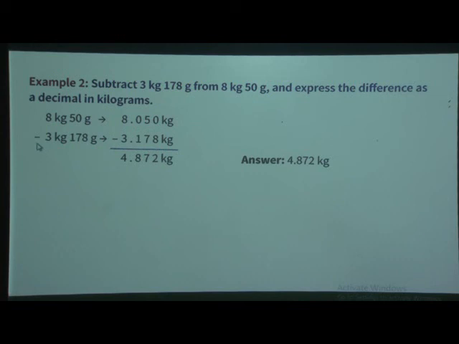Now we have to go for subtraction. So we write minus 3 kg 178 gram. Under the kg we write 3, and under the grams we write 178, that is 3.178 kg. After the subtraction we get 4.872 kg, because they asked us to write in kilogram in decimal form. Therefore the answer is 4.872 kilogram, or we can say 4 kg 872 gram, both are correct. After the 4 you write kg and after 872 you write gram, but they told us to write in decimal form.